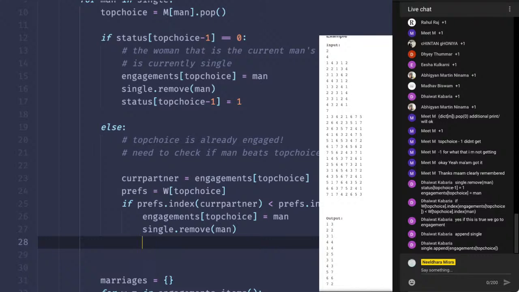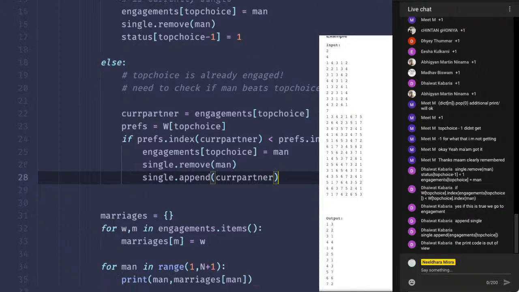And yeah, great point. The current partner here has a raw deal, was thrown out of an engagement. So that person is now single again. So we removed man from the single array, but we need to append current partner to the single array as well. Okay, so we do need to do this. And I think that's all that we need to do. As I said, the status of the woman who is top choice is not affected because she was engaged before, she remains engaged now.